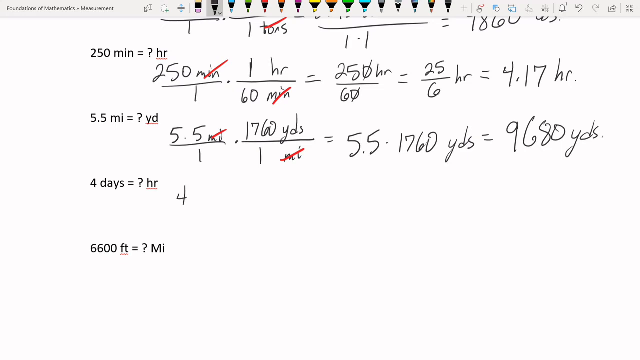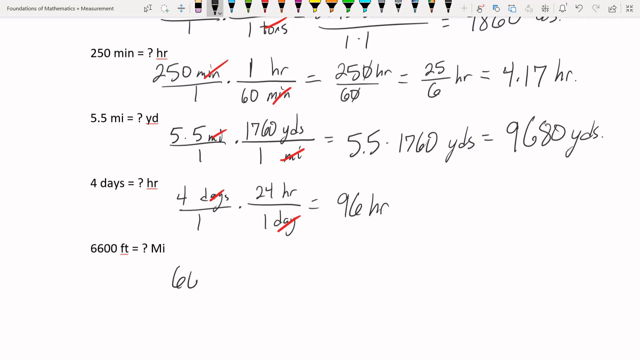Okay, there's 24 hours in a day. So 1 day equals 24 hours. I hope you're seeing how I'm setting this up. I always have the unit that I want to get rid of on opposite sides of the fraction, and the unit I want I leave on top or on bottom depending on what you're doing. Okay, 4 times 24, that's 96 over 1, which is just 96.